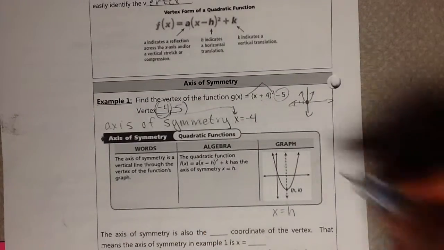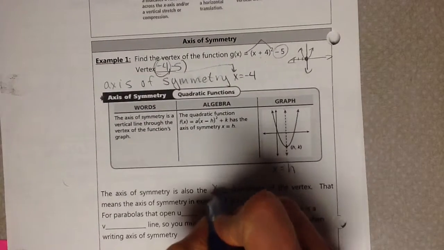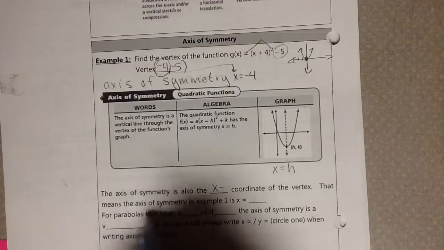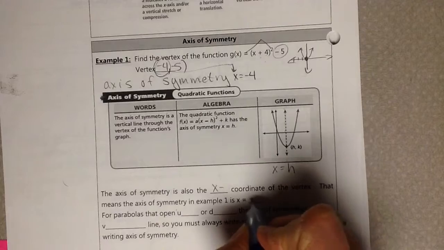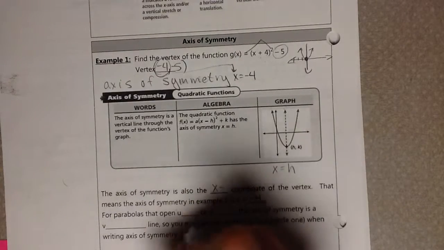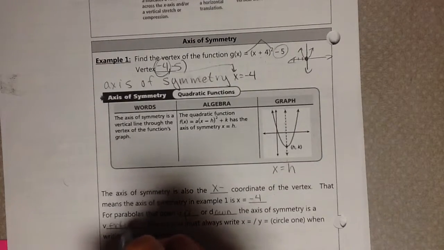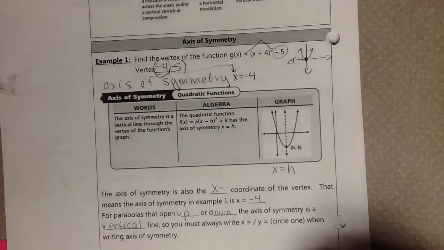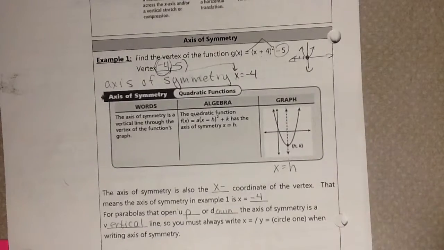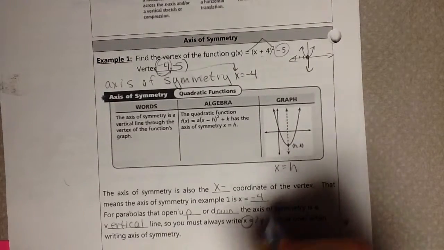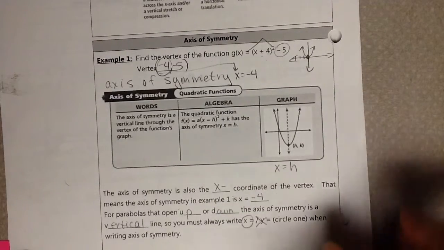X equals negative 4. That's the equation for this line, for this vertex. So the axis of symmetry is also called the x-coordinate of the vertex, and that means the axis of symmetry in example 1, and we'll just write it down again here, is x equals negative 4. For parabolas that open up or down, the axis of symmetry is a vertical line. Now next year you'll deal with parabolas that open left and right, but this year you're just doing up and down, which means you have a vertical axis of symmetry. So you must always write x equals when you're writing the axis of symmetry.